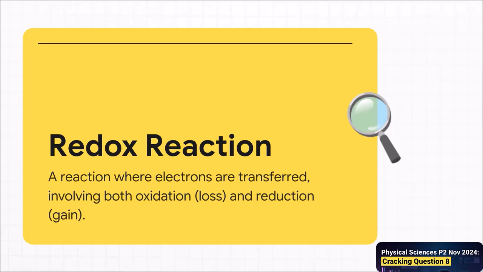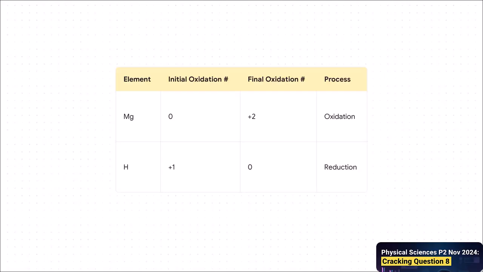And the absolute best way to track those electrons is by using oxidation numbers. This little table lays it all out perfectly. First, let's look at magnesium. On the left, it's just a pure element, so its oxidation number is 0. Easy. But on the right, in the product, it's become a +2 ion. Its number went up, which means it must have lost negative electrons. That, my friends, is oxidation. Now, check out hydrogen. It starts at +1 in the acid, but it ends up as H2 gas, which is an element, so its number is back to 0. Its number went down, meaning it gained an electron. That's reduction. Since we've got both happening, we've officially proven it's a redox reaction.